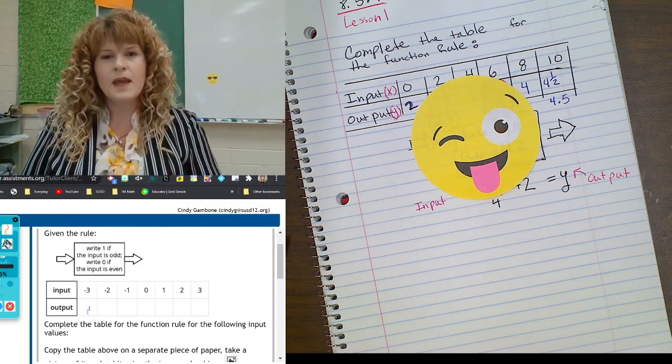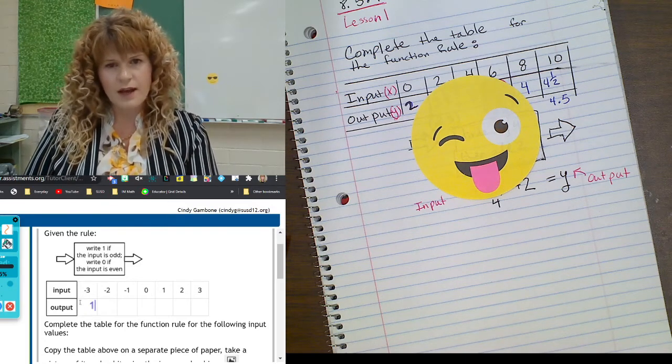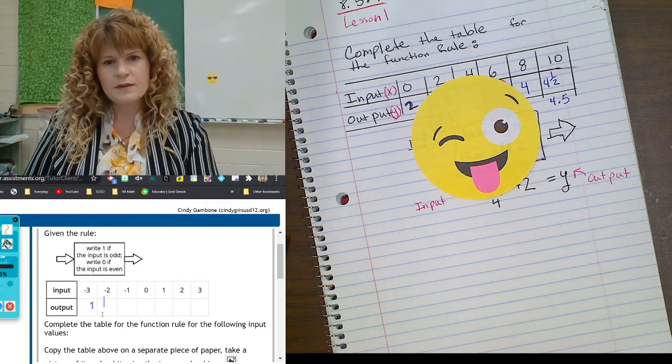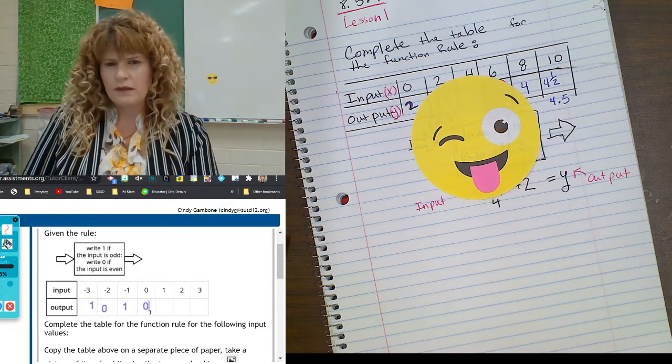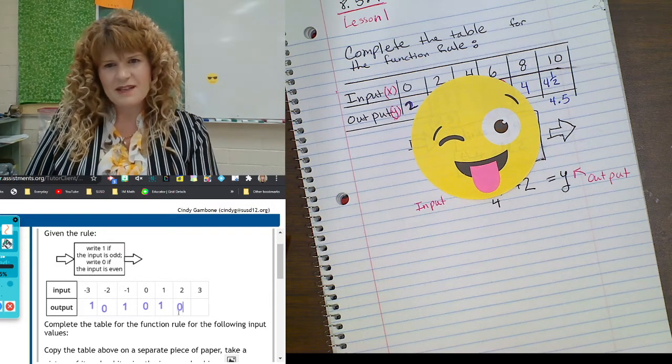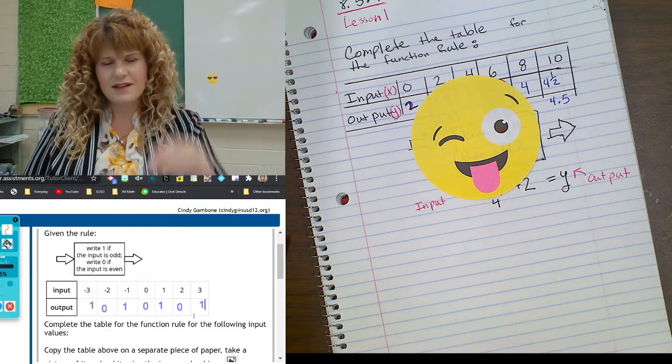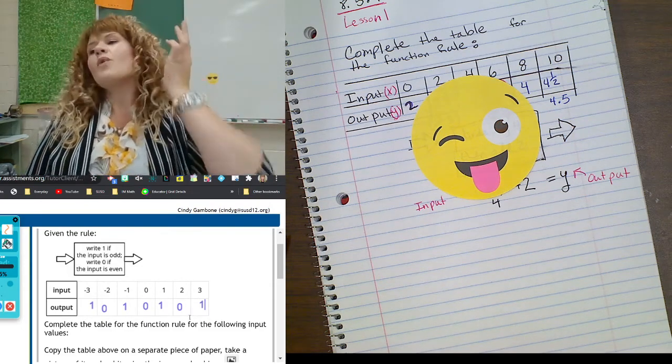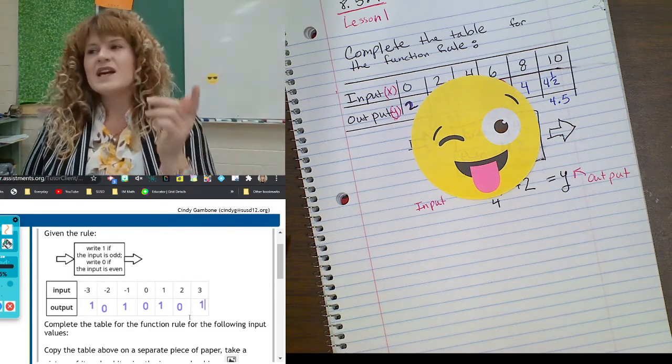I can do that. So -3 is odd, I write 1. -2 is even, I write 0. -1 is odd, 0 is even, isn't it? 1 is odd, 2 is even, and 3 is odd. Okay, easy. I want you to stop for a second.